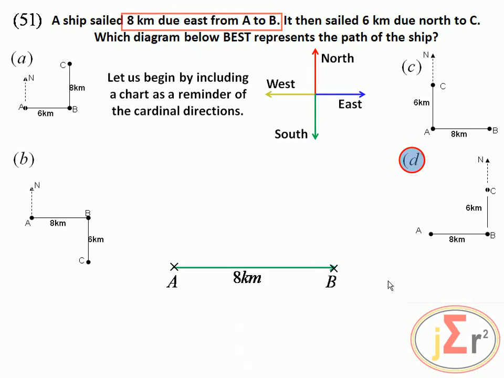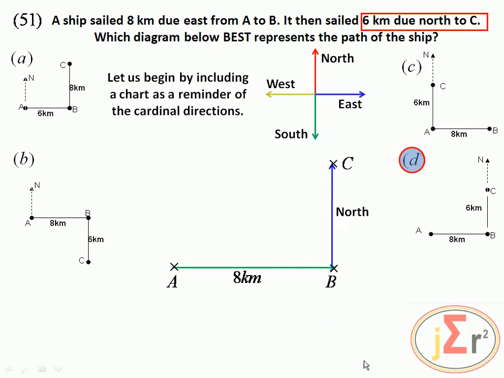What about the other one? Right, 6 kilometers due north to C. North, that direction. So we go north to C. Six kilometers. There, it is shaping up to be like D. But isn't it like A also?